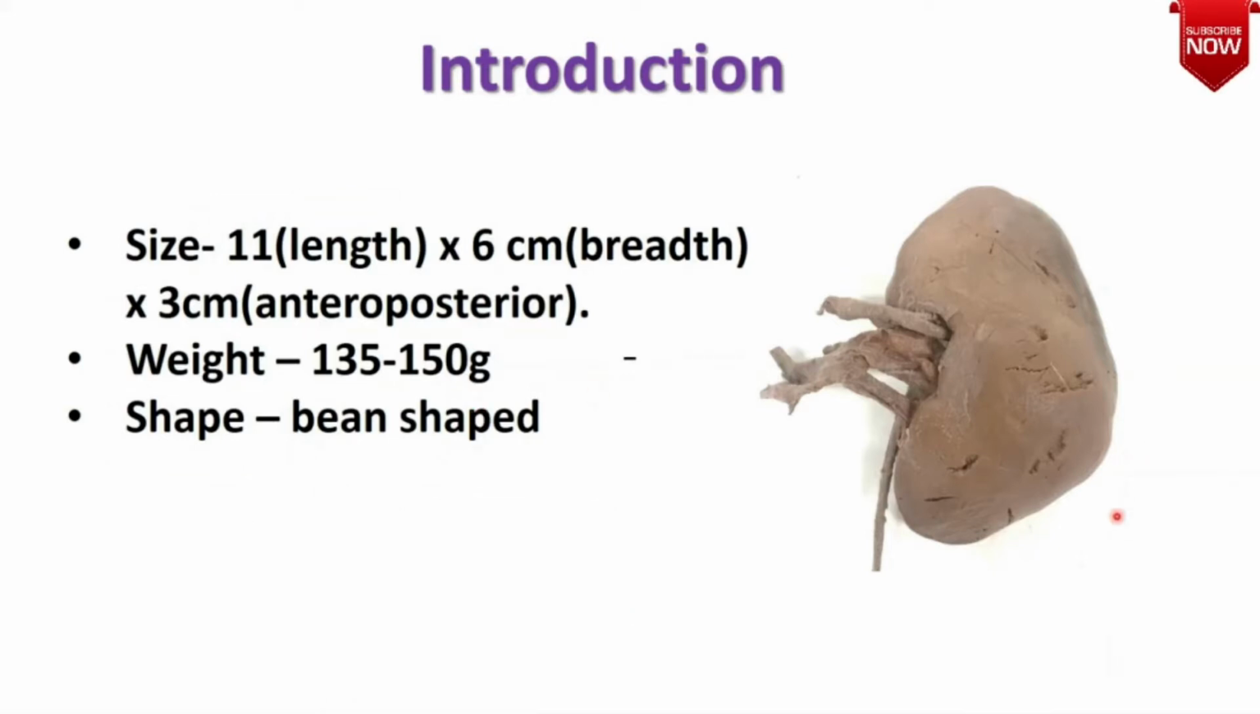The kidneys are a pair of essential excretory organs having the size of 11 cm in length, 6 cm in breadth, and 3 cm in thickness or anterior to posterior diameter. Roughly, the weight of a kidney is 135 to 150 gram and the shape of the kidney is bean shaped. Here you can appreciate the bean shaped kidney.